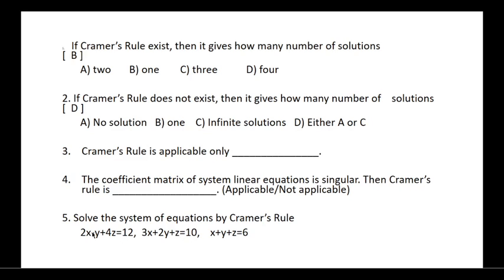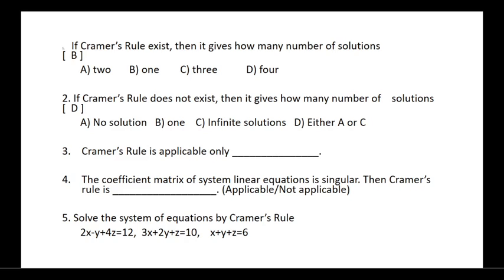Next, the unknown matrix, capital X, is equal to the unknowns x, y, z. It is a column matrix. Next, B, the right hand side constants, 12, 10, 6. This is also a column matrix, containing only one column and 3 rows: 12 in one row, 10 in another row, 6 in the last row.